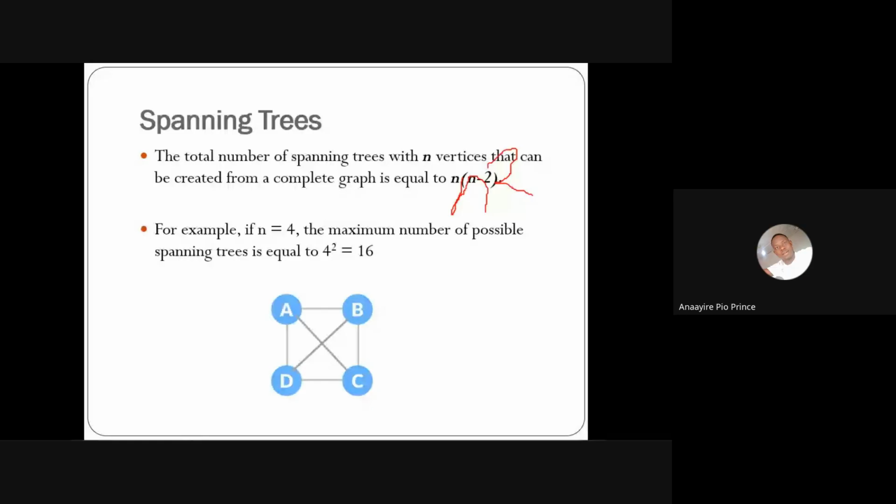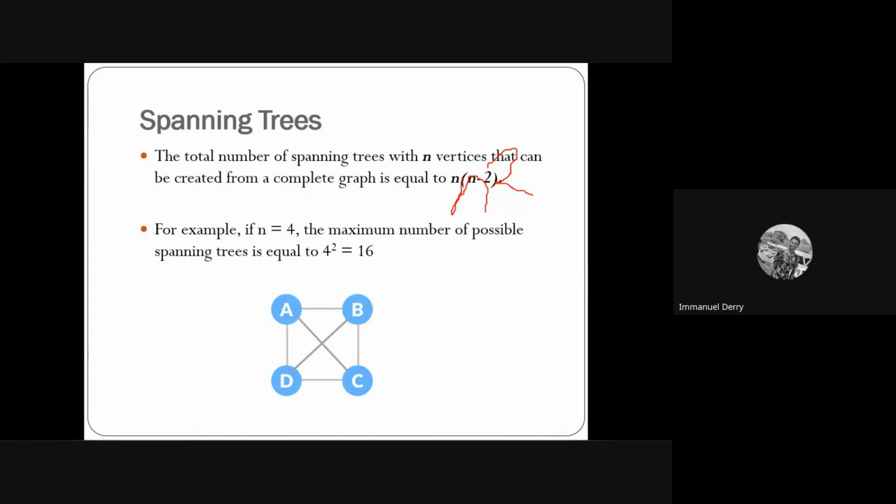No, like if the number of nodes is five, then it means that it would have been 5 raised to the power 5 minus what? 2, which will be 3. Yes. So it will have been 5 raised to the power 3. Okay. Yeah.